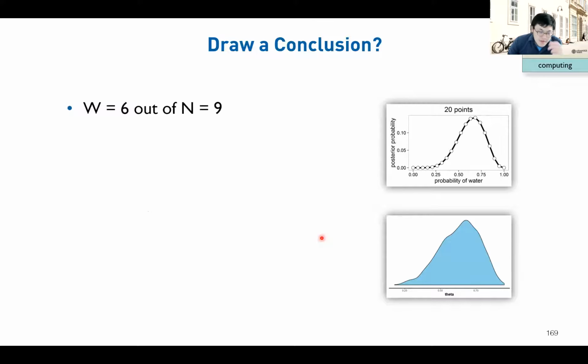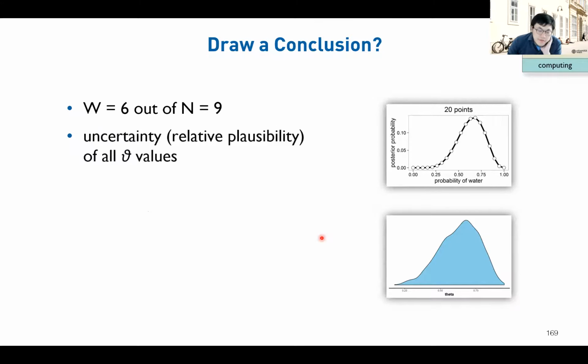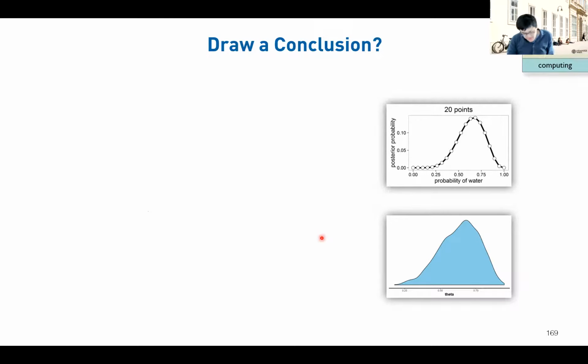And then we can draw a conclusion to really finalize this part. So let me start from the beginning, the beginning of this example. We have a research question: how much water is covering the entire Earth? So we do experiments to test our hypothesis or to examine our research question. We have a globe and we catch water, land, water, land. We have 9 times of experiment, and out of the 9, 6 times are water.